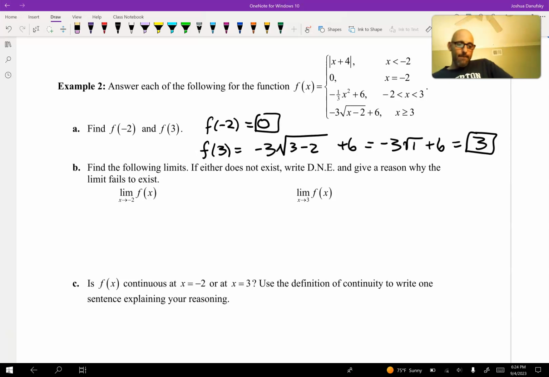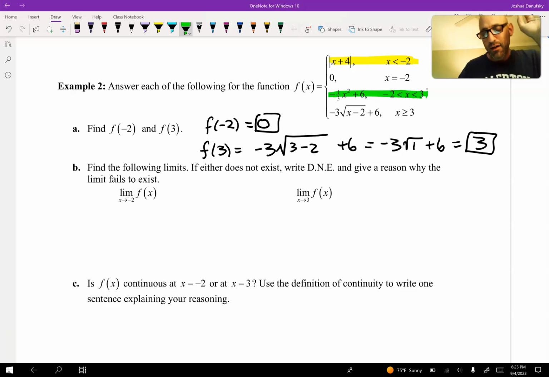All right, now they want us to find the following limits, and if they don't exist, give a reason why. Now, we're going to first find the limit of the function as x approaches -2. You'll notice here in yellow, if you're approaching -2 from below, as opposed to here in green, you're going to approach along 2 different curves, right? If you're in the yellow region, you are approaching along the absolute value function. If you're in the green region, you're approaching along that parabola.